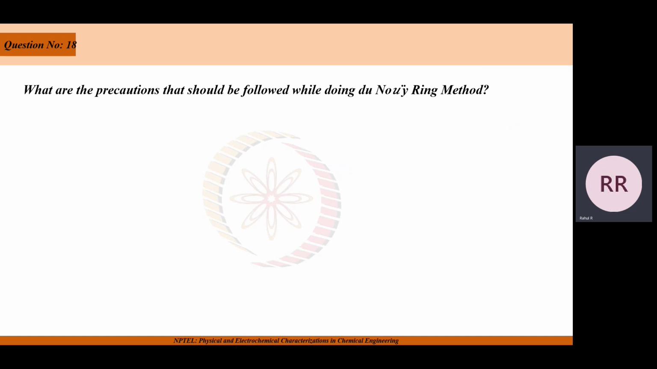What are the precautions that must be followed in the Du Noüy ring method? What are the basic precautions that one needs to follow while doing it? I'll give you a second to think of the answer.